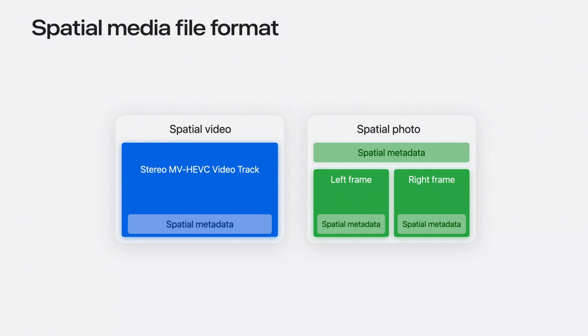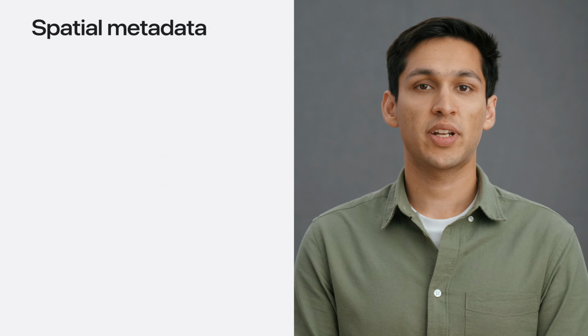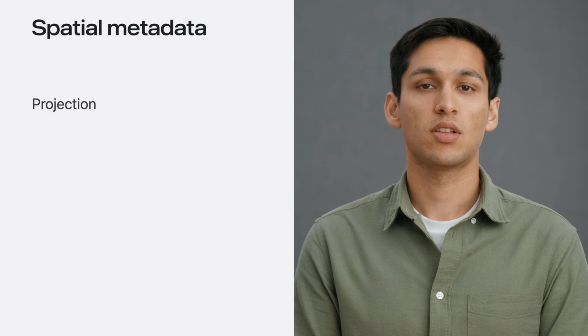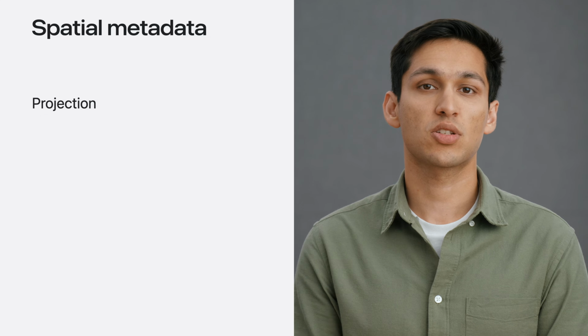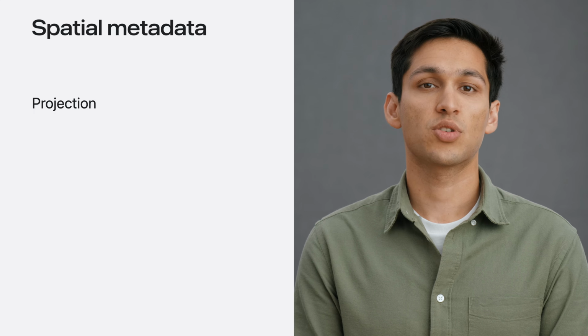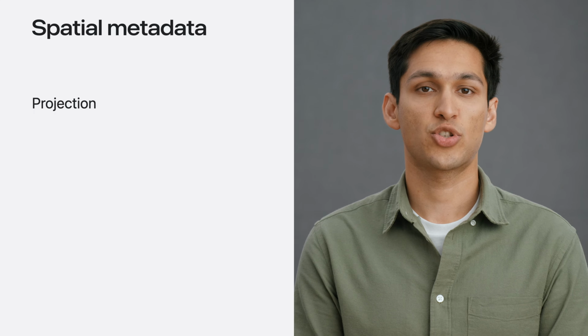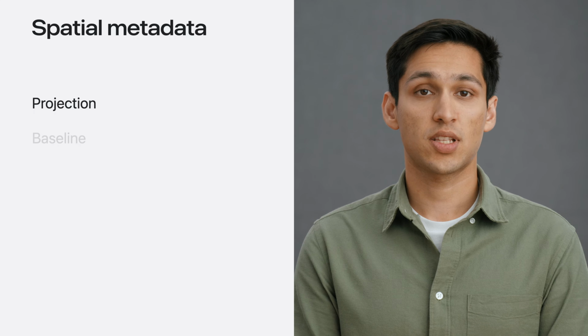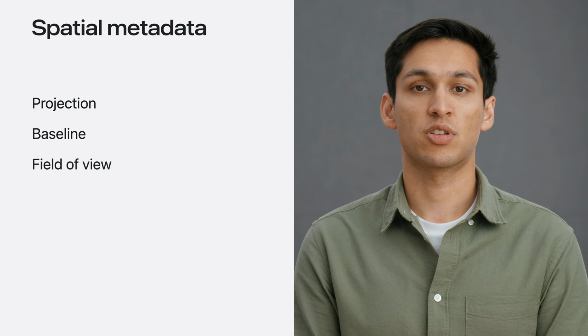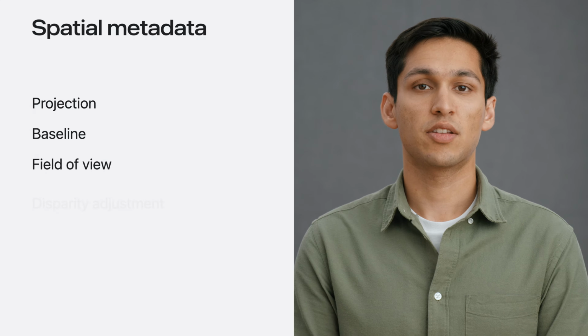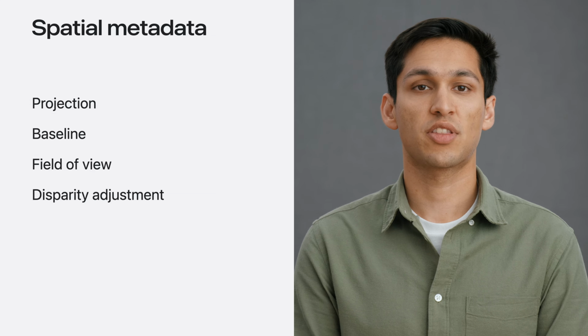Now, let's take a deeper look at that spatial metadata common to both file formats. Spatial metadata comprises a few things. There's the projection, that defines the relationship between objects in the world and pixels in the image. Spatial photos and videos always use the rectilinear projection. Then there's the baseline and field of view. These describe physical properties of the camera that captured the spatial asset. And there's the disparity adjustment, which controls the 3D effect in the windowed presentation.